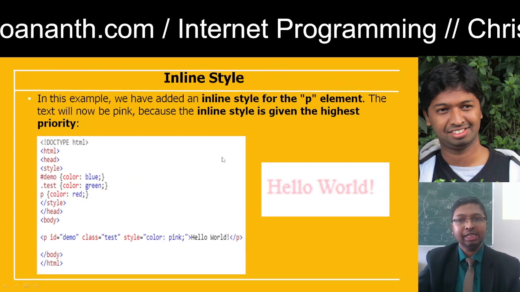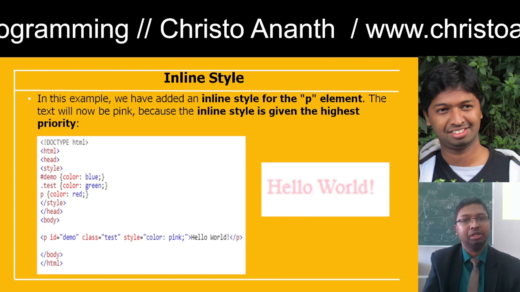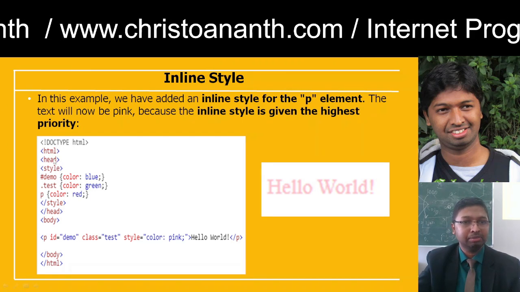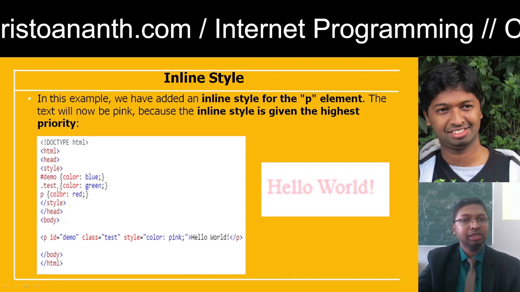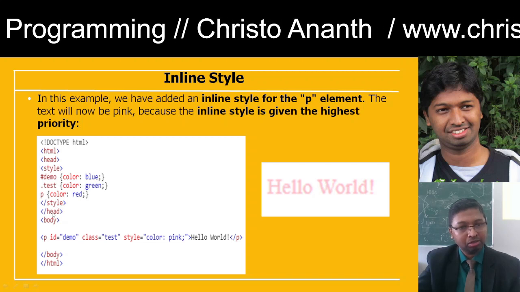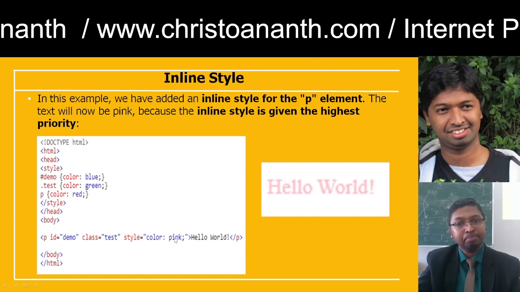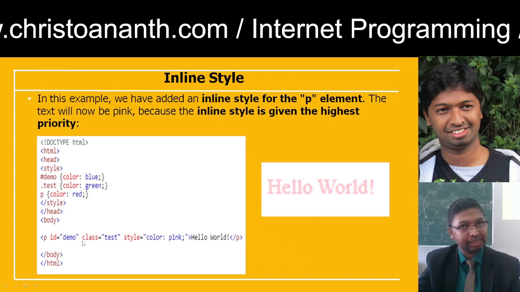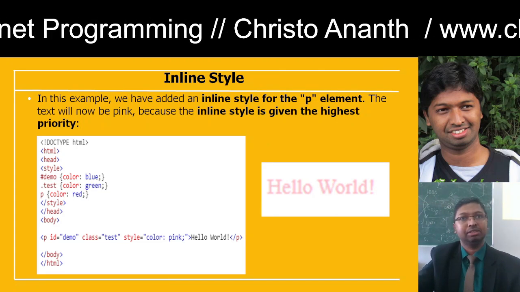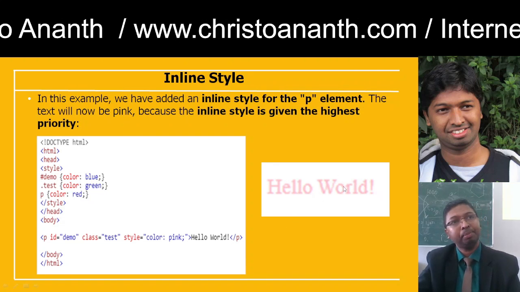And then the inline style. Here you have an inline style for the P element, and the text will now be pink. The inline style is given the highest priority. DOCTYPE html, head, style, demo color blue, dot test color green, P color red. Close the style, close the head, and then in the body, P ID demo class test style color pink. This is the inline style, which is given higher priority than the other selectors. Hello world, close the body, close the HTML. That is the reason this one is displayed in pink color.